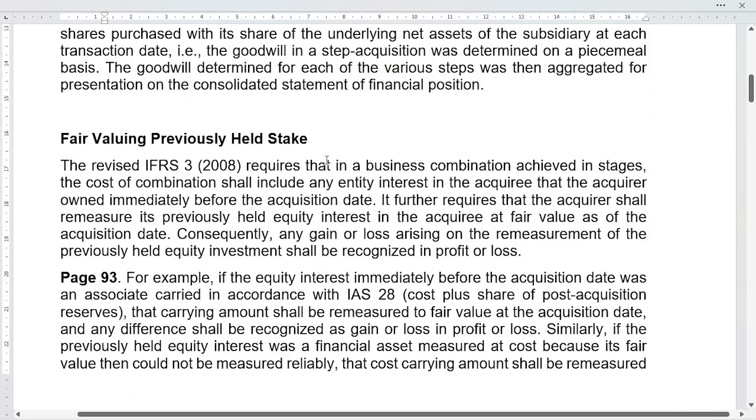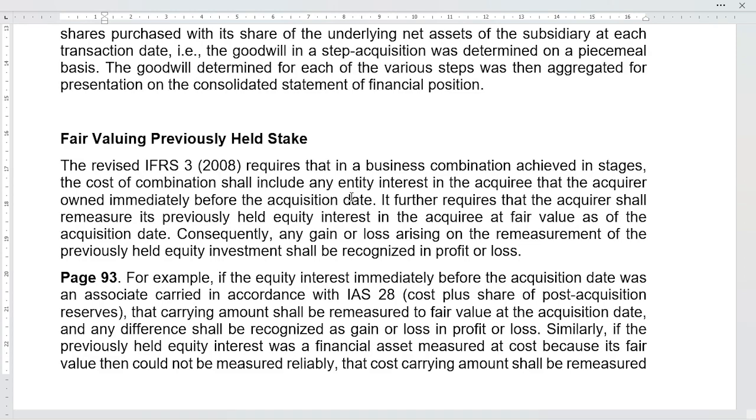On next topic, for valuing previously held stake. The revised IFRS 3 of 2008 requires that in a business combination achieved in stages, the cost of combination shall include any equity interest in the acquiree that the acquirer owned immediately before the acquisition date. So under the revised IFRS 3, required naman na ma-include ang mga equity interest in the acquiree that the acquirer owned immediately before the acquisition date. This can be called as purchase consideration, wherein ito yung fair value ng lahat ng interest na acquire na ni acquirer.